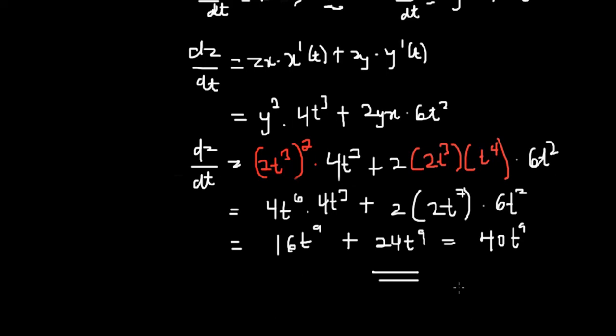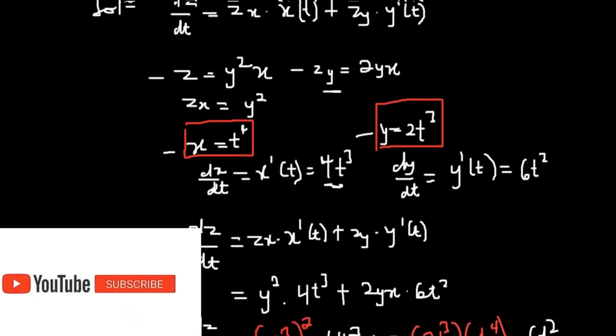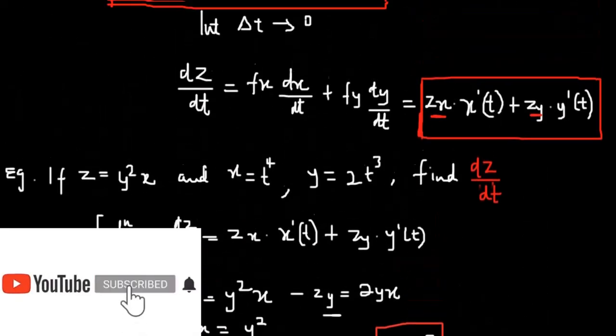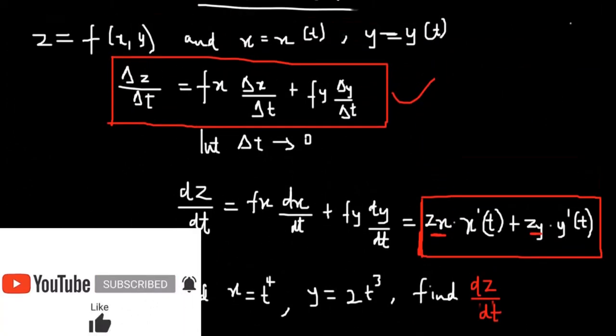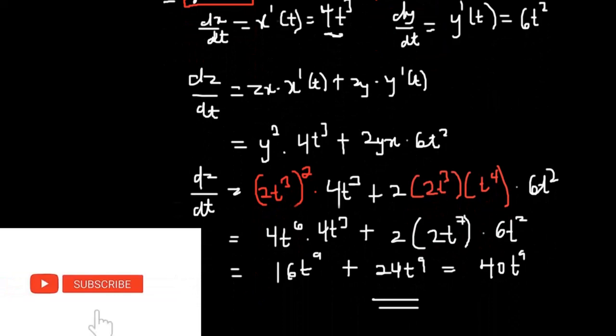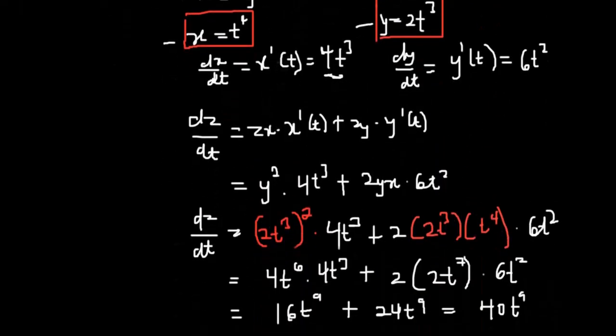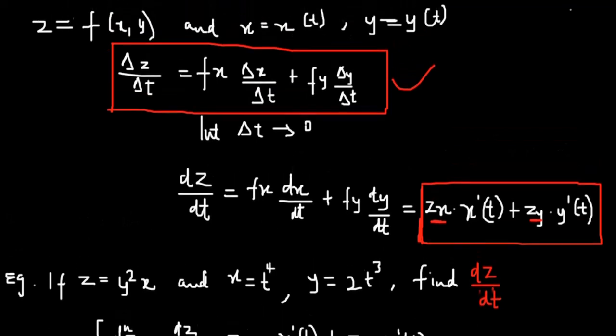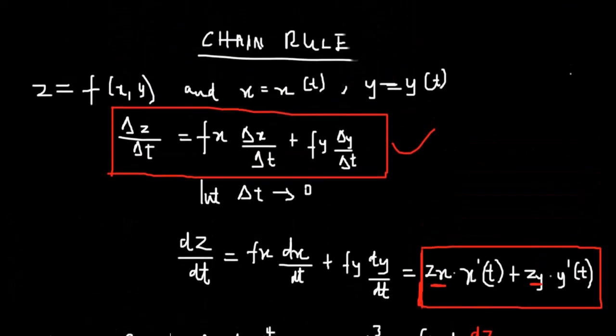This is very, very simple. So once you know this, you are just good to go. You won't have any problems solving these questions. So let's move on to the chain rule for partial derivatives. This was just the general concept of the chain rule. Very, very simple. Now let's look at the chain rule for partial derivatives.